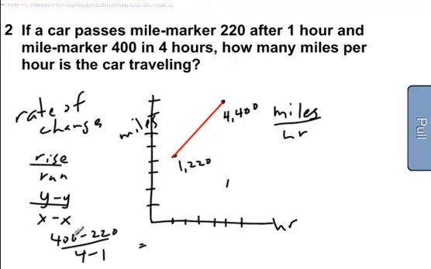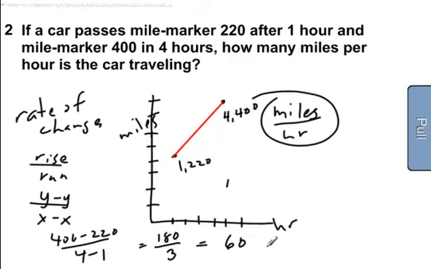So I have 400 minus 220 is 180. 4 minus 1 is 3. Simplify. 180 divided by 3 is 60. And I already know my label has to be miles per hour. So I traveled 60 miles per hour.